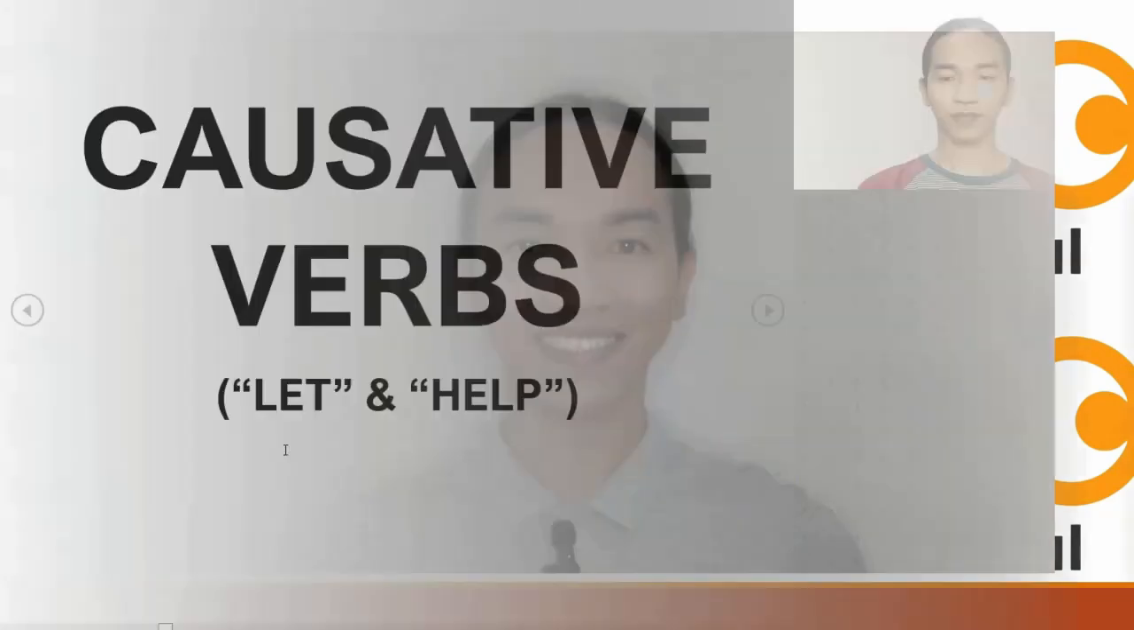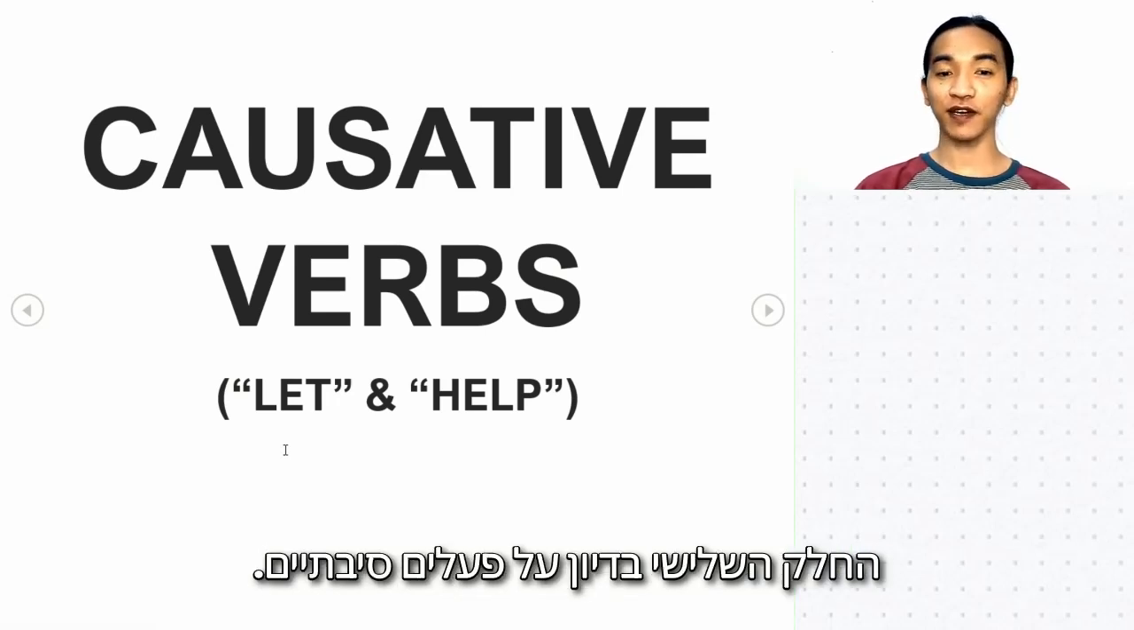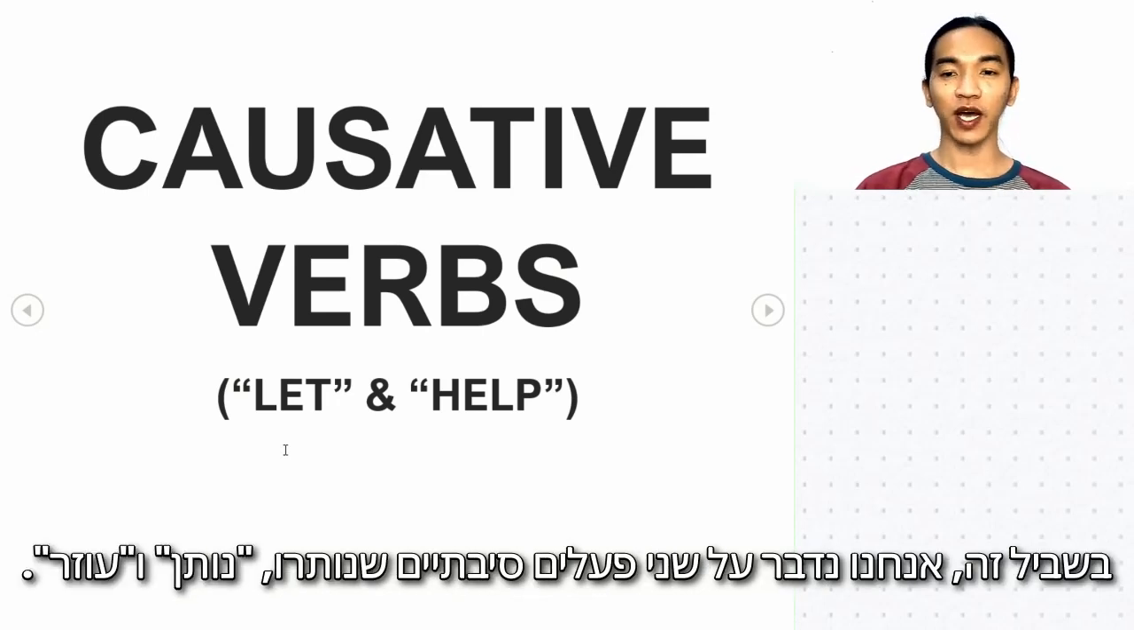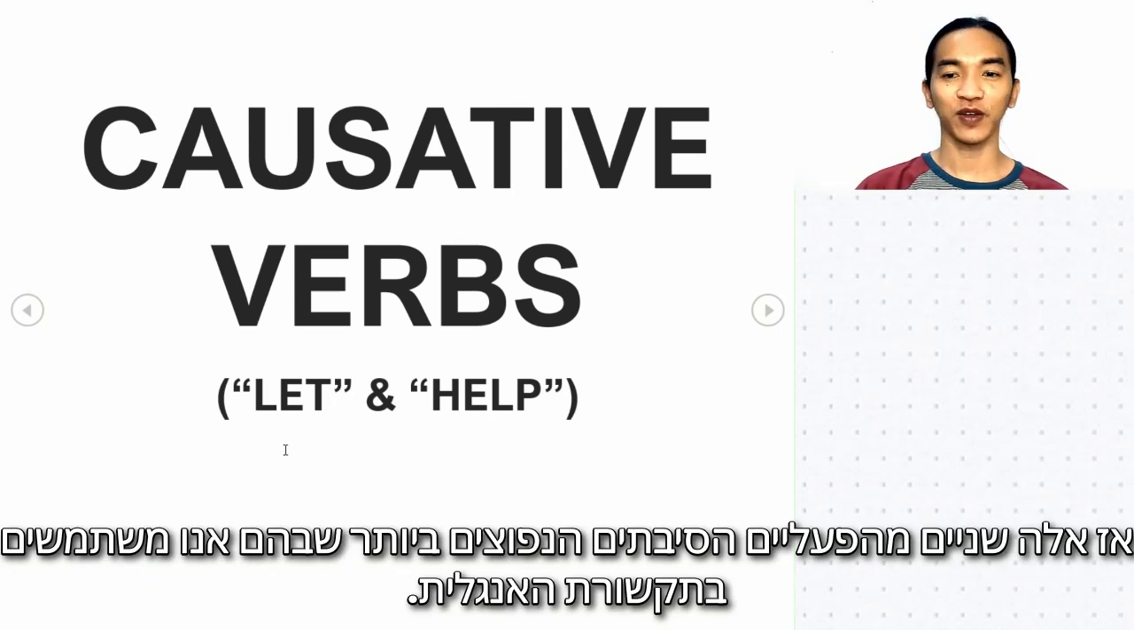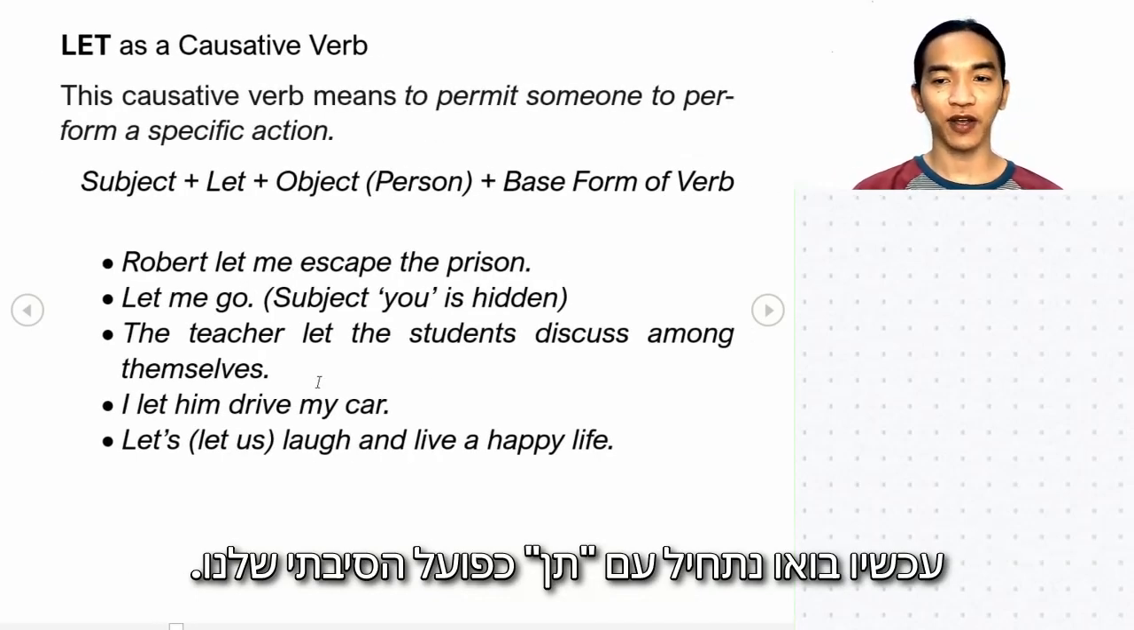Let's go. So for this lesson, let's talk about the third part of the discussion on causative verbs. For this one, we will be talking about the two remaining causative verbs, which are let and help. These are two of the other most common causative verbs that we use in English communication. Now let's begin with let as your causative verb.